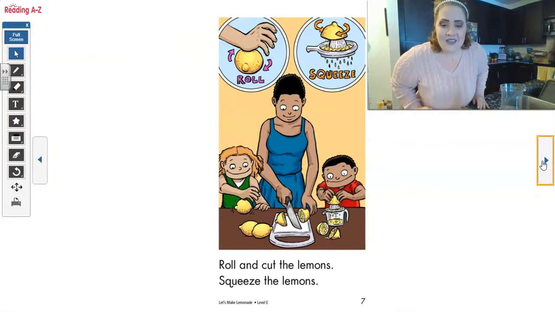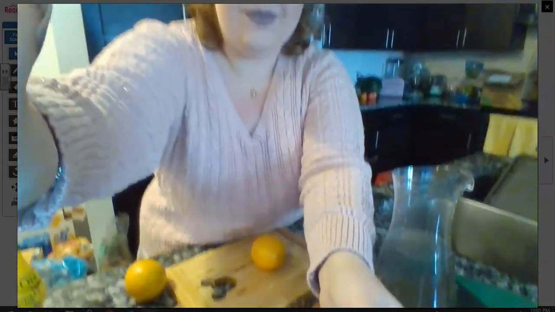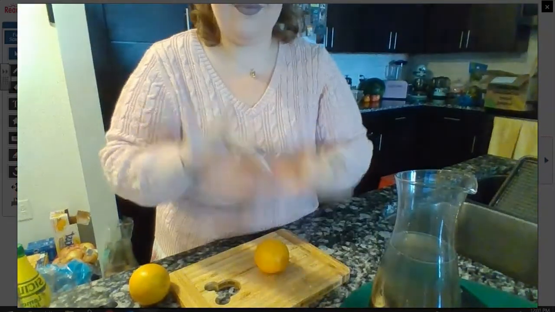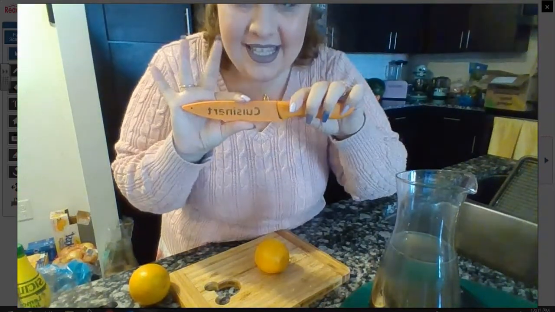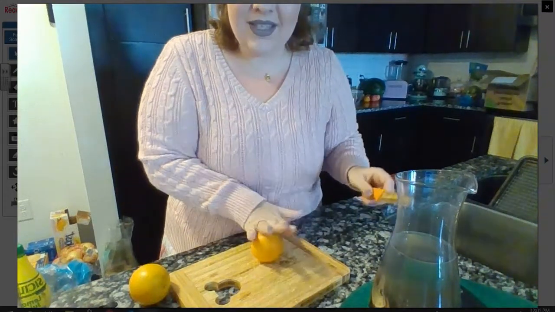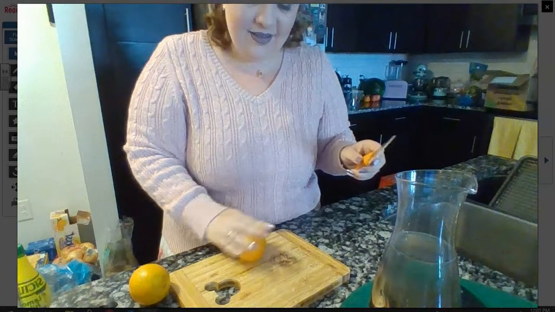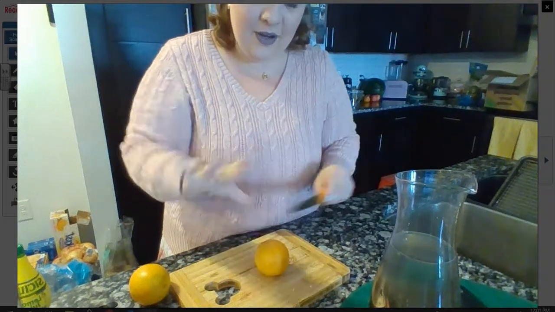Roll and cut the lemons. Squeeze the lemons. Okay, so now we are going to take our lemons, and I only need 2 because it's just me. All right, and we are going to cut them. I have this safe knife that has a cover on it. We're going to roll the lemons. Roll the lemons, roll the lemons. And then we are going to cut them.